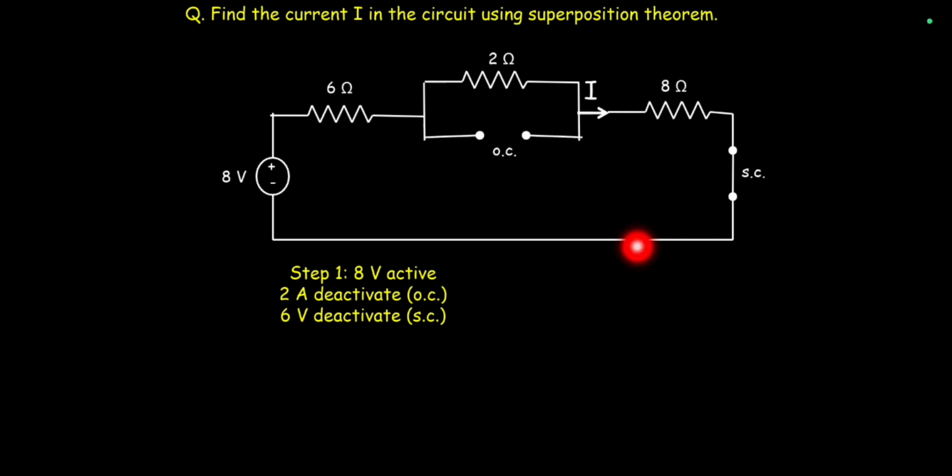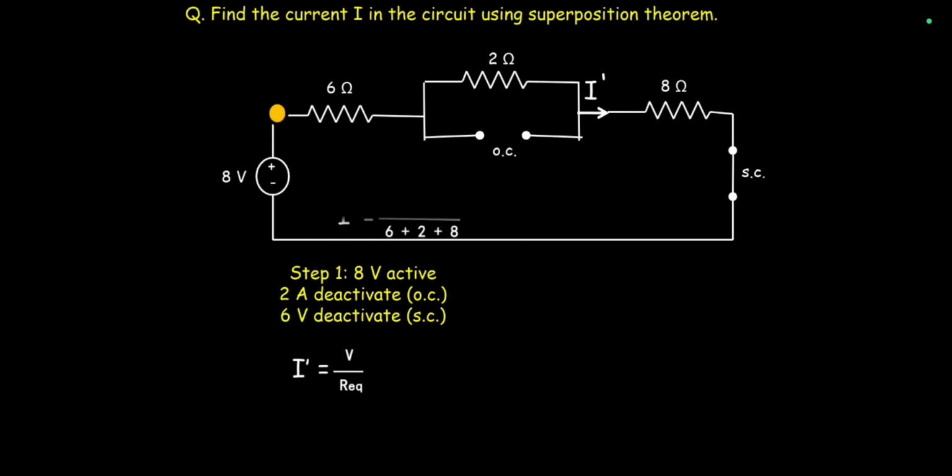Now in step number 1, we will mark the current as I dash. We have to find the value of this I dash. Now we will think about how current will flow in the circuit. Current will come from the positive terminal of this 8 volt, and it will flow through 6 ohm, then 2 ohm and then 8 ohm. So this 6 ohm, 2 ohm and 8 ohm are in series. Simply by using Ohm's law, we can find the value of this I dash.